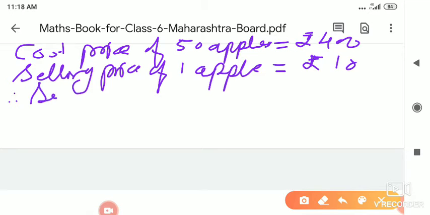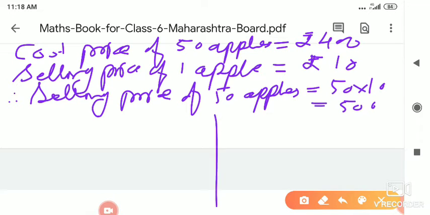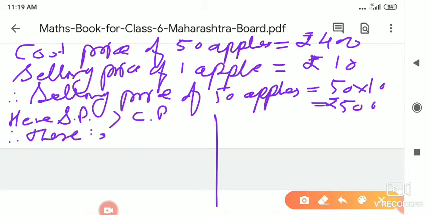Therefore, the selling price of 50 apples is equal to 50 into 10, equal to how much? 500. So in this example we have to find out what? Profit or loss. From this what we are understanding here, in short I will write now, SP, the selling price, is greater than CP, the cost price. Therefore there is what? Profit.